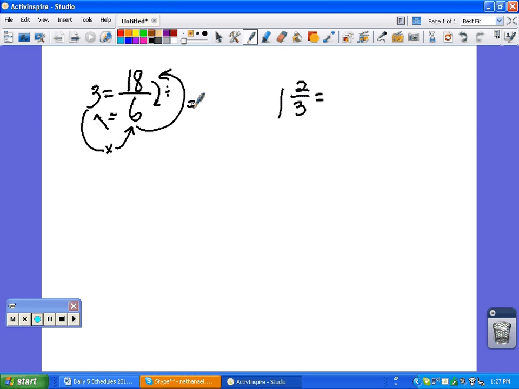equals 18. Okay, with a mixed number, we look at the denominator. The denominator is not going to change, so it'll be 3 because the size of the pieces don't change. Take the whole number times the denominator plus the numerator. So 1 times 3 is 3 plus 2 is 5. So 1 2/3 equals 5/3.